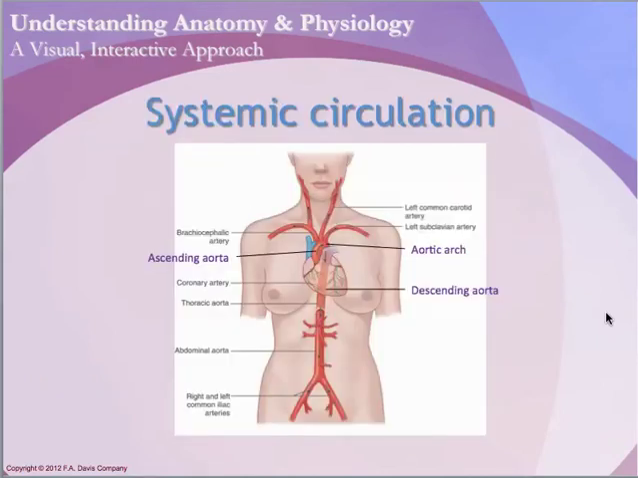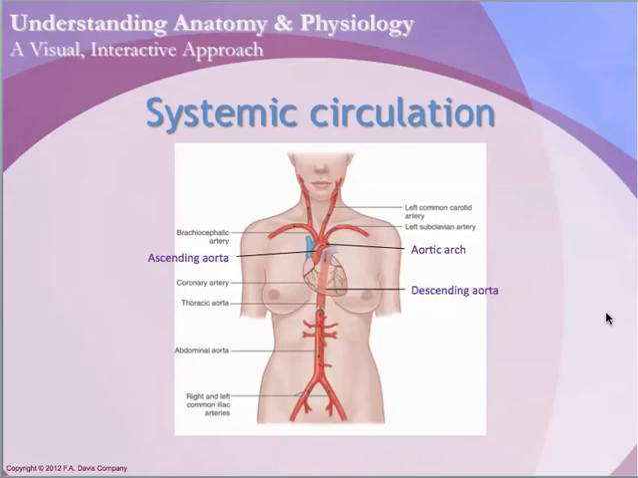So the other part is systemic circulation. This is what brings that oxygenated blood and nutrients to the organs and picks up the waste products. All systemic arteries arise directly or indirectly from the aorta. So we know the aorta comes right off of the left ventricle, and it's divided into three regions. We have the ascending aorta, which rises a few centimeters above the left ventricle.